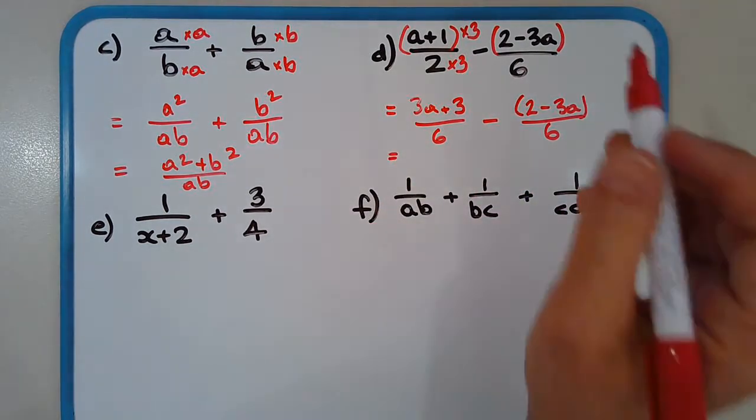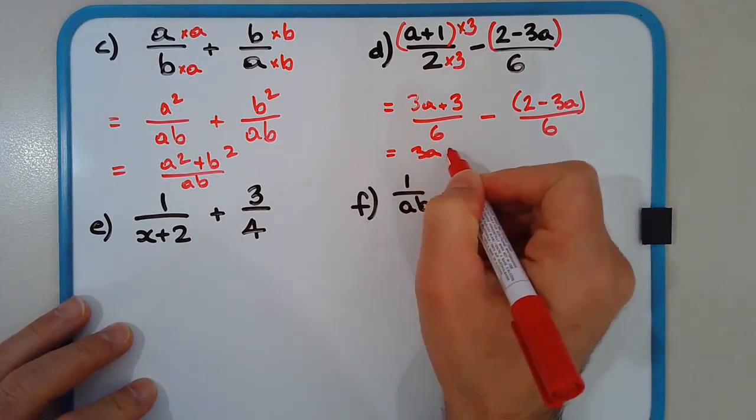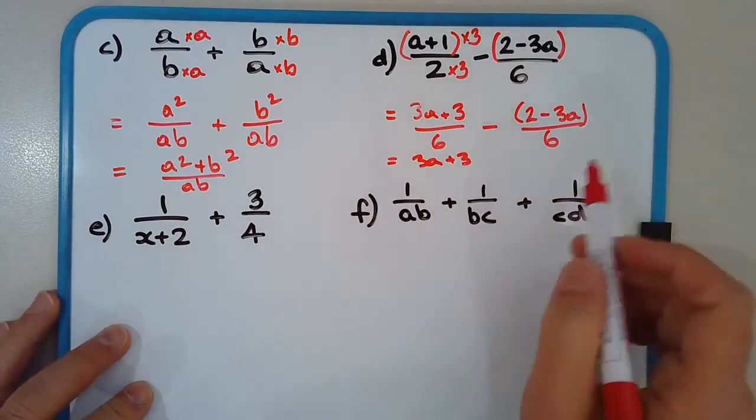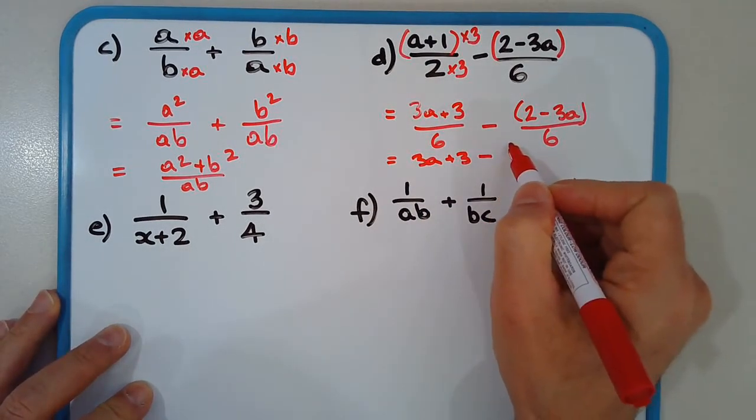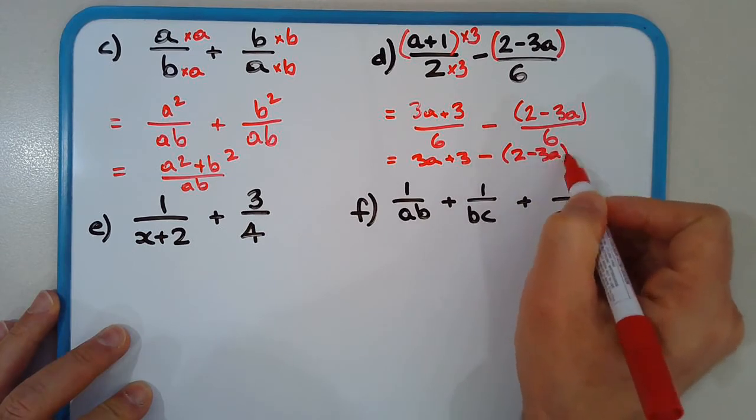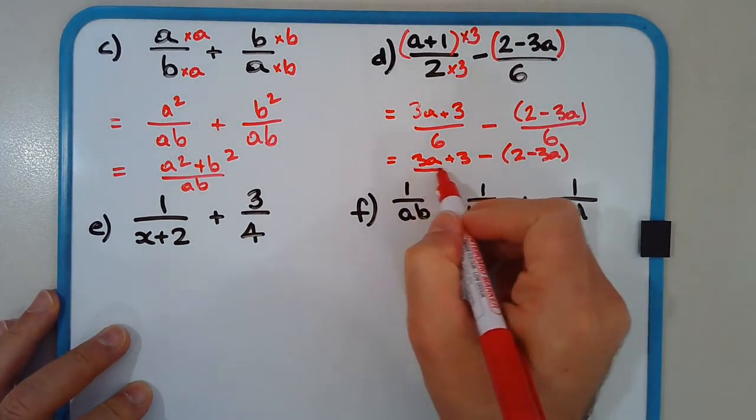Okay, so just writing it in full. So we've got 3a plus 3. I'm going to combine the numerators, minus 2 minus 3a. Okay, and that's all over 6.